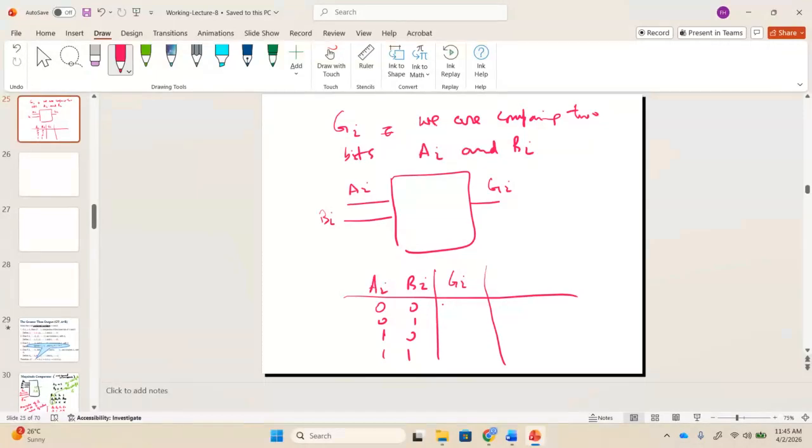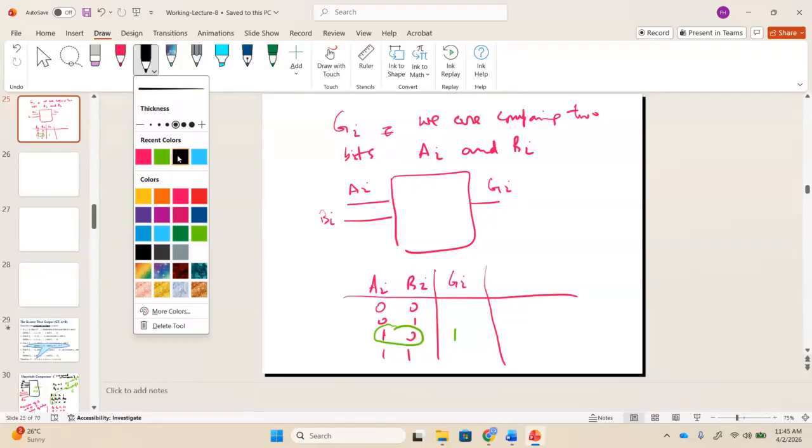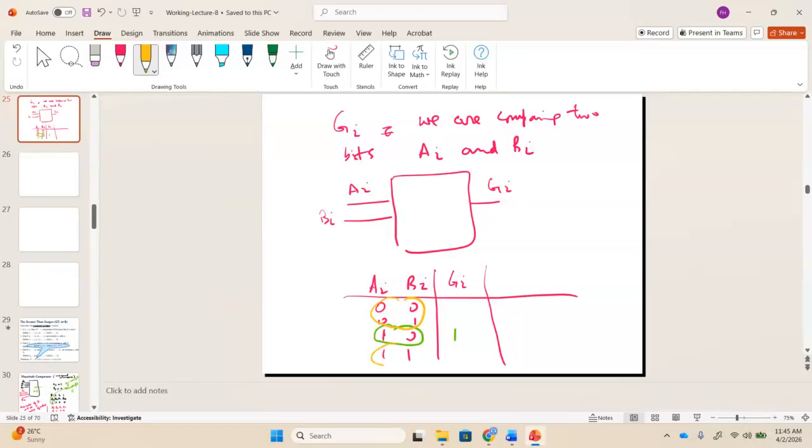So okay, gi will be 1 if a is 1 and b is 0. This will be 1. And gi will be what? In all of the other combinations, can you see here in this combination, gi will be 0. Okay, so this will be 0, 0, and 0.